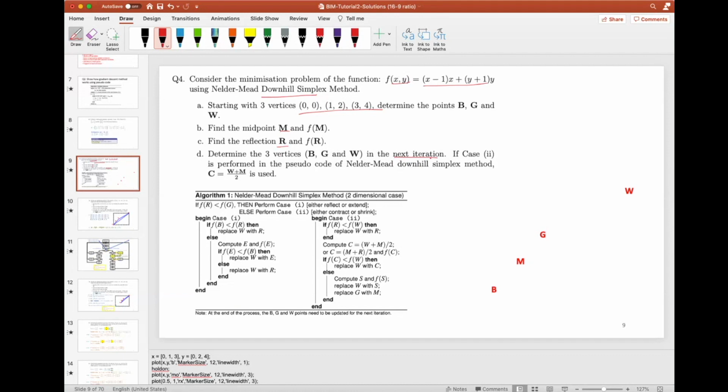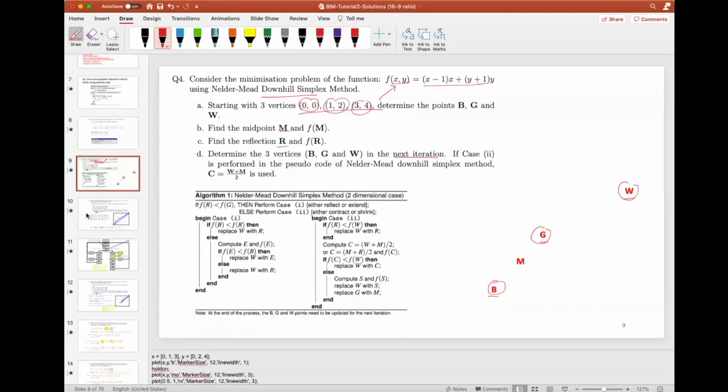According to this information, we have 3 points: 1, 2, 3. We have to determine which one is the best point, which one is the good point, and which one is the worst point. What we need to do is plug these 3 points into this cost function. The one that gives you the smallest cost is the B point. The same for the worst point, the one with the largest cost, because we do minimization. The one in the middle is the good point.